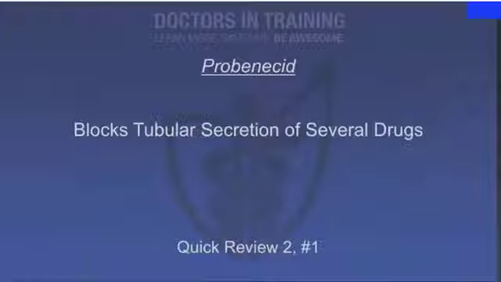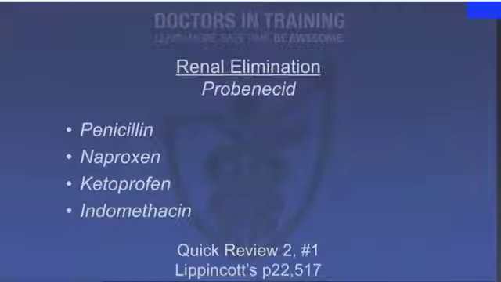All right, let's go through the answers to quick review number 2. Number 1, what effect does probenecid have on secretion of drugs in the proximal tubules? So probenecid blocks tubular secretion of several drugs. This includes penicillin, naproxen, ketoprofen, indomethacin. And the result of this blocking of tubular secretion is to reduce the elimination and prolonging the duration of time that the drug is in the system. So the drug is going to have a longer half-life because you're not getting rid of it as readily.